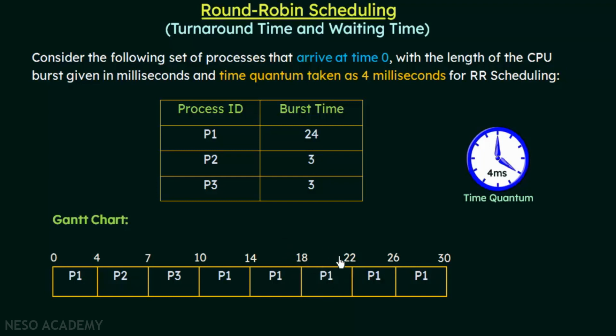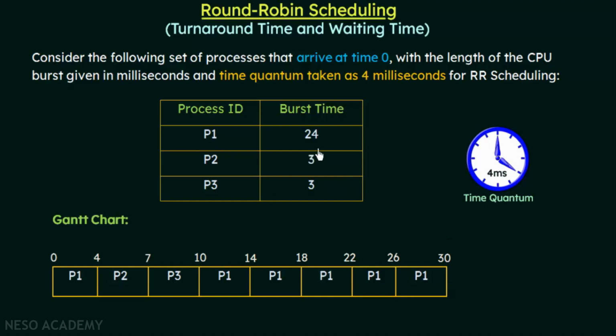So from 18 to 22, that is for 4 milliseconds, it executes again, and then here again P1 gets preempted, and again P1 gets the CPU and it executes for 4 milliseconds, and again the same thing happens here. So from 26 to 30 milliseconds, P1 will do its final execution.